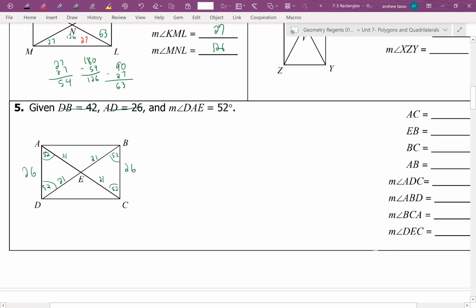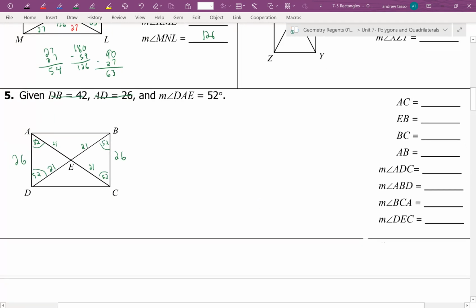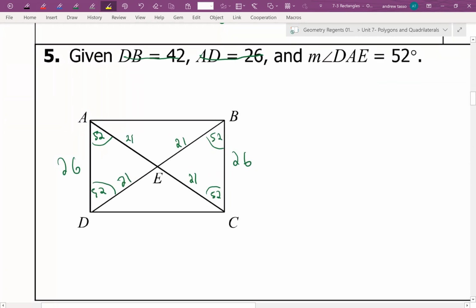Let's see what they want us to find. So AC, okay. So AC would also have to be 42, right? EB would be 21. BC would be 26. AB, okay, we didn't compute that yet, but we can do it. So the first thing that we might look at, basically to find AB, we can realize that we have a right triangle here.